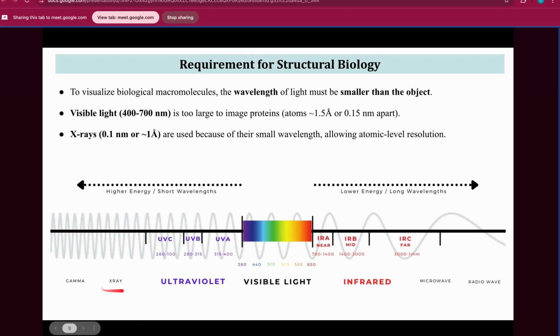The X-rays become the candidate rays which could be used to visualize macromolecules at the atomic level. So that is the reason why we have moved to X-ray crystallography, and we cannot visualize these atomic level details with microscopy, so with visible light.